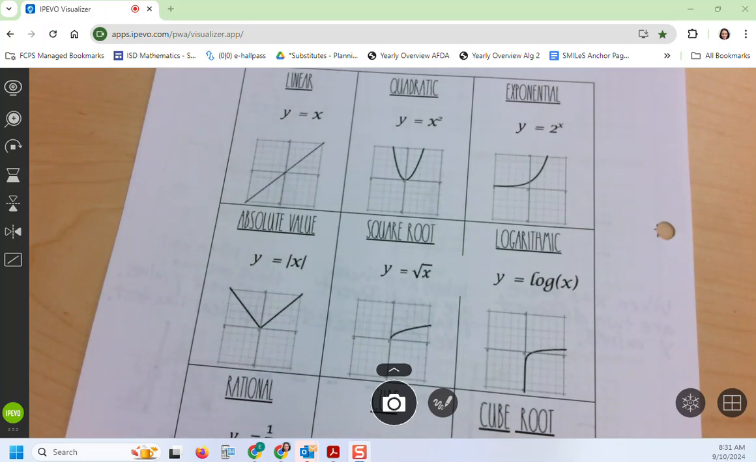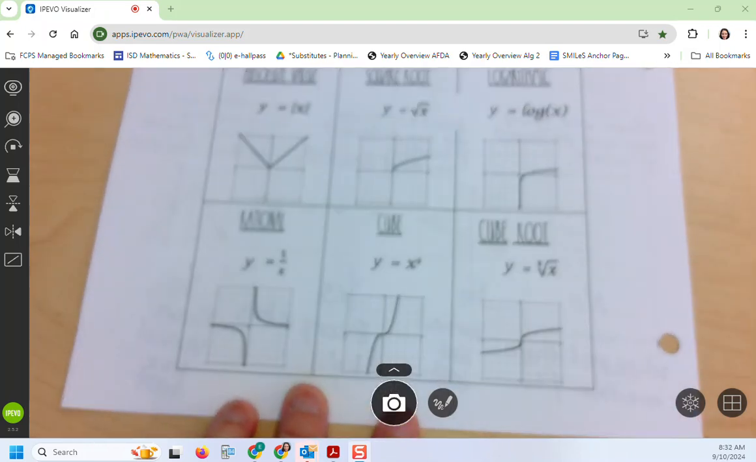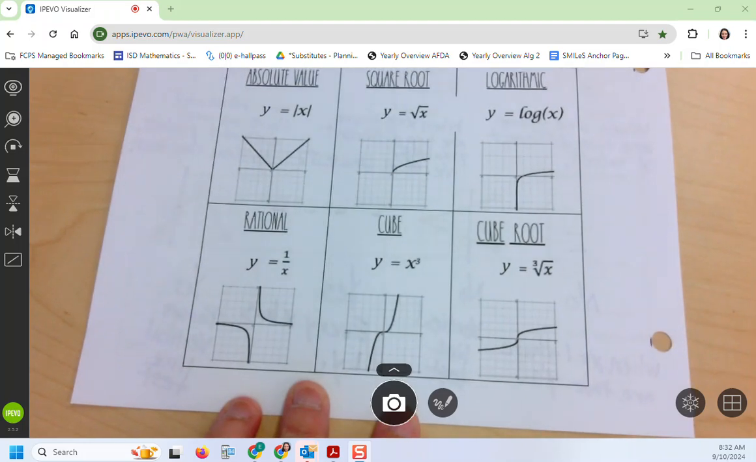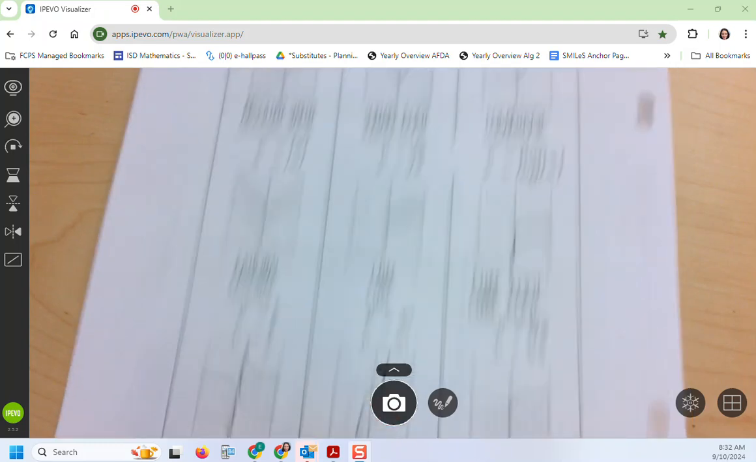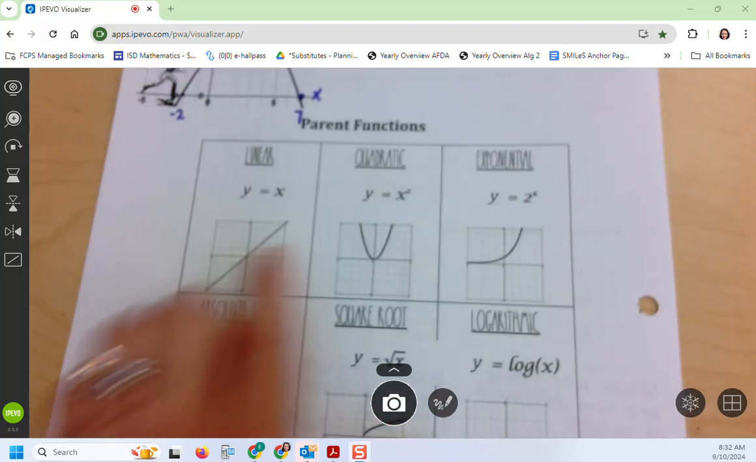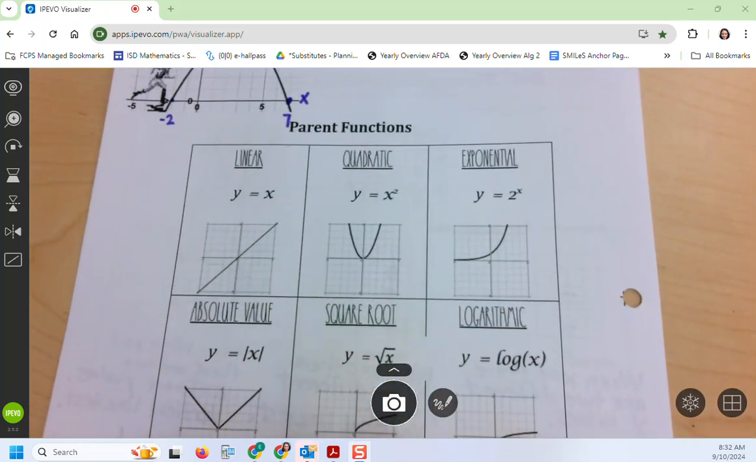Okay, we haven't done them in this course, but maybe you did them in a different course, right? And then at the bottom, raise your hand if you checked any of these. Rational, cube, or cube root. Anybody do those? Okay. So some of you have some extra background knowledge. That's good. The ones that we've talked about so far are these 3. We're going to learn these also.